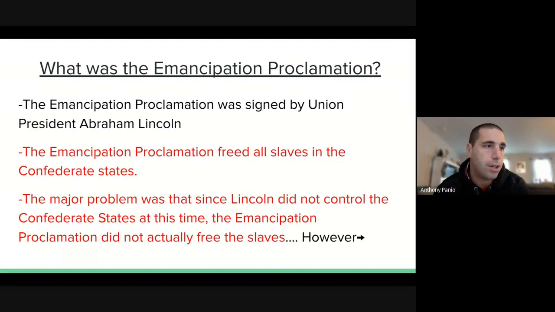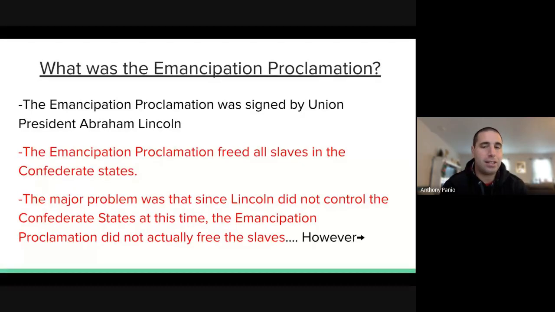If you're reading that sentence and you kind of gloss over it quickly, you can miss the important part of it. The Emancipation Proclamation freed all slaves in the Confederate States. Now you need to make some connections. You need to have some prior knowledge to understand why this is a major problem. The major problem was that Lincoln did not control the Confederate States at this time. Abraham Lincoln is not the president of the Confederate States. He's the president of the Union.